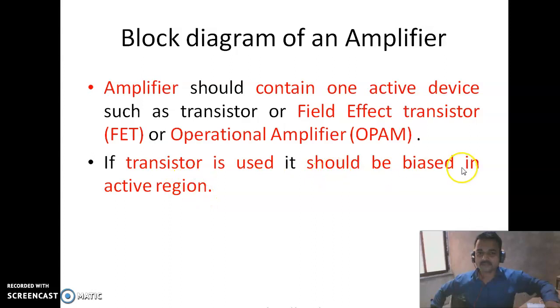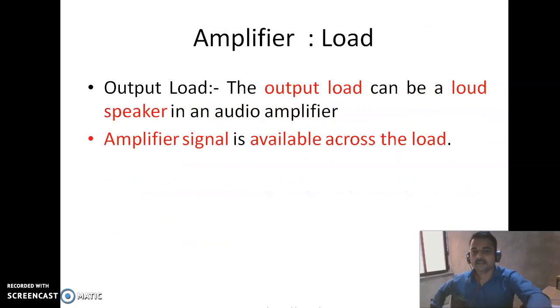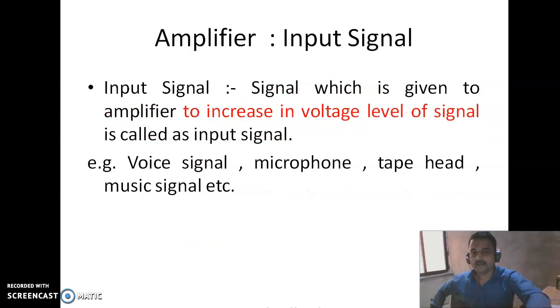Suppose we are using a transistor, it should have biasing. Biasing means applying a DC voltage source to any semiconductor device. And the transistor should be in the active region. Active region means the input junction should be forward biased and the output junction should be reverse biased. Active region is very important. So that is regarding the amplifier.